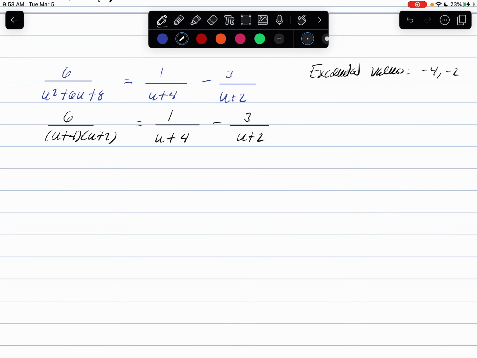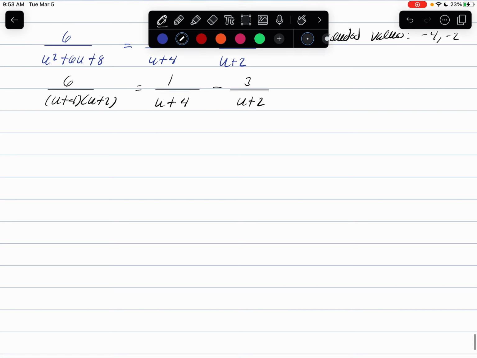Maybe we'll get one this time. If not, I'll make sure to post an example with one that has an excluded value so you see what that looks like. Nothing really changes other than you just say that can't be a solution. And if it's your only solution, then you're done, right?